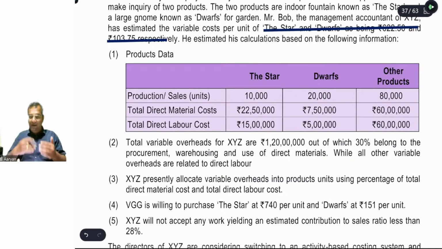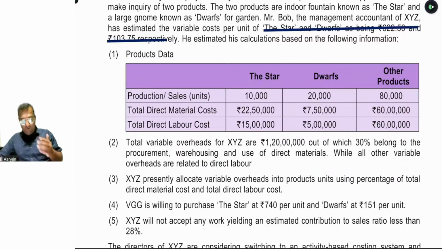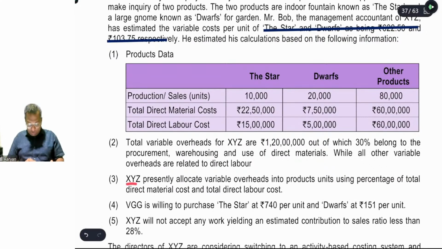So there are two types of variable overhead. One variable overhead is dependent on procurement, warehousing, and use of direct material, while the other overhead is related to direct labor. This is very important. The company presently allocates variable overhead to production units using a percentage of total direct material cost for this 30%, and a percentage of total direct labor cost for the overhead relating to labor.